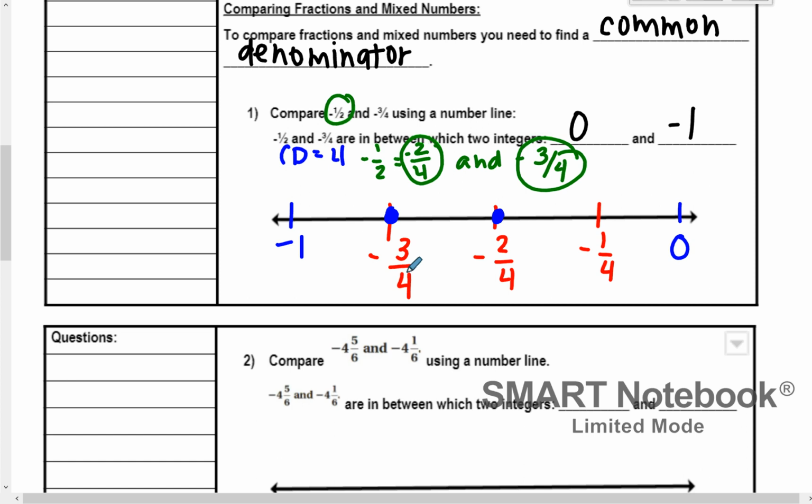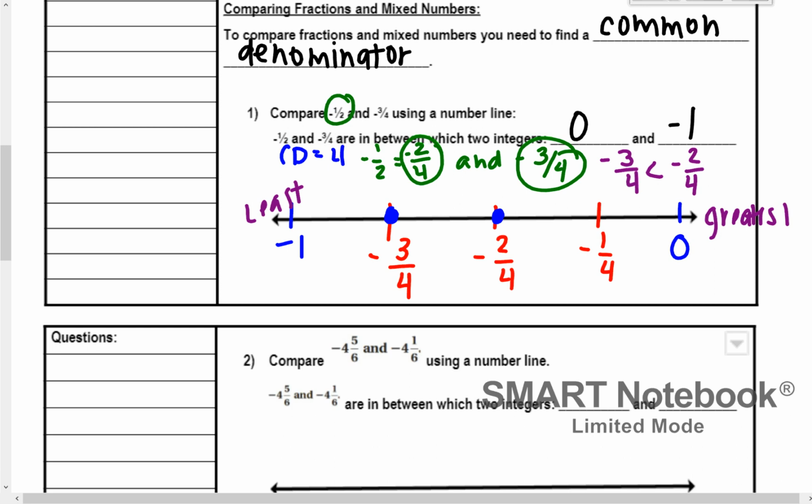Okay, so negative 3/4 is to the left, so it's less than negative 2/4. So there's two possible answers here. You could say negative 3/4 is less than negative 2/4, because since negative 2/4 is to the right, it's greater. Remember, least to greatest are number lines. Least, and you could always label it if you needed to.